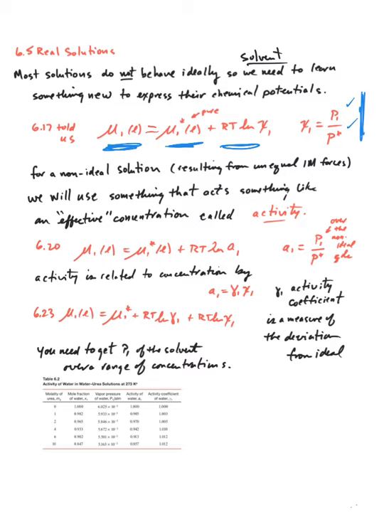For non-ideal solutions, and what makes a solution non-ideal? Again, even though we're using the same vocabulary as with gas laws, it's different. When a solution is non-ideal, it's because of unequal intermolecular forces. Remember, the new combinations of intermolecular forces are substantially different than the average of the two pure substances. In this section, we're going to use something that acts like an effective concentration called activity. What do I mean by an effective concentration?